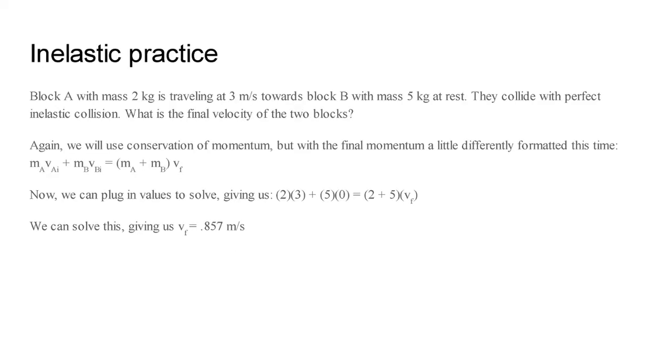Block A with mass 2 kilograms is traveling at 3 meters a second towards Block B with mass 5 kilograms at rest. They collide with perfect inelastic collision. What is the final velocity of the two blocks?